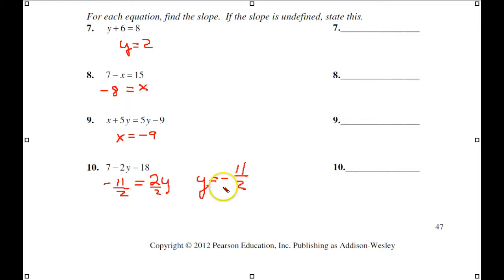Okay, now in these 4 cases, we have solved or attempted to solve for the letter y. Now we can figure out what's the slope. Well, here, this is equation 5. Y equals b. So the slope is 0. Here, this is equation 6. X equals a. So the slope is undefined.